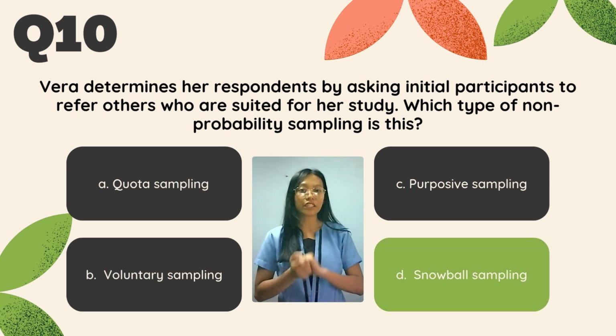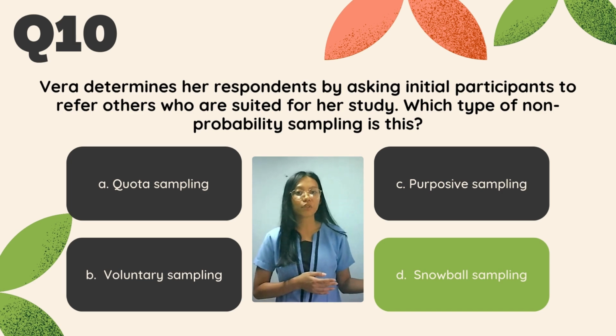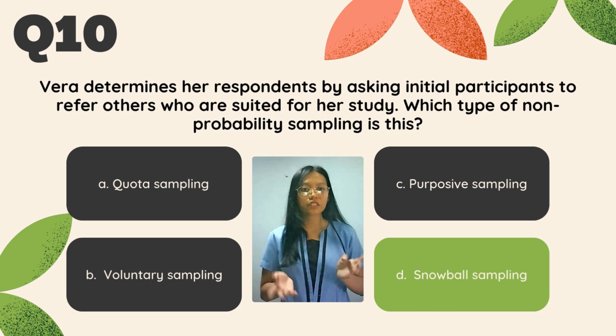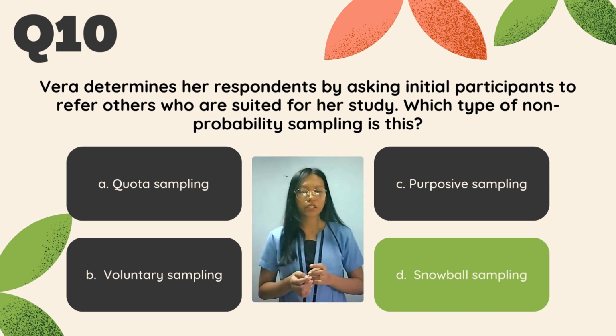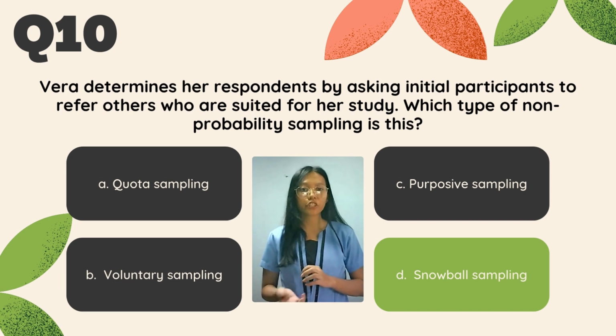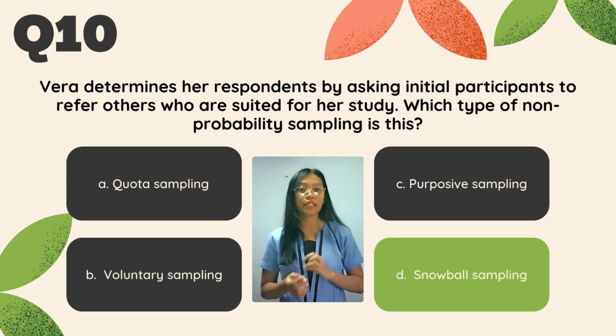The correct answer is letter D, snowball sampling. As we all know, snowball sampling is a non-probability sampling technique where the initial participants refer or recruit other participants who meet the study's criteria. So this method is especially useful for assessing hard-to-reach or specific populations needed in every study.